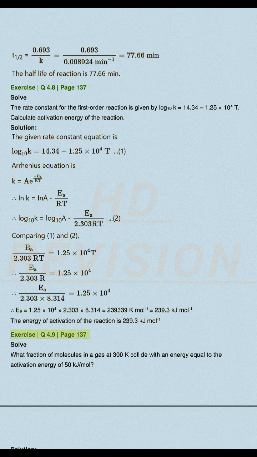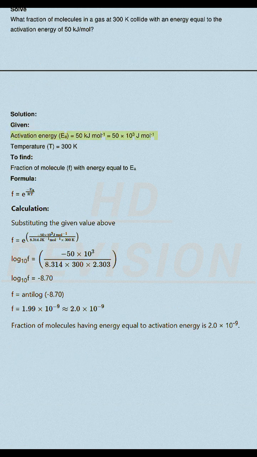Exercise Q 4.9, page 137. Solve. What fraction of molecules in a gas at 300 K collide with an energy equal to the activation energy of 50 kilojoules per mole? Solution. Given activation energy Ea equals 50 kJ mol-1 equals 50 times 10 to the power 3 J mol-1. Temperature T equals 300 K. To find the fraction of molecules f with energy equal to Ea. Formula.